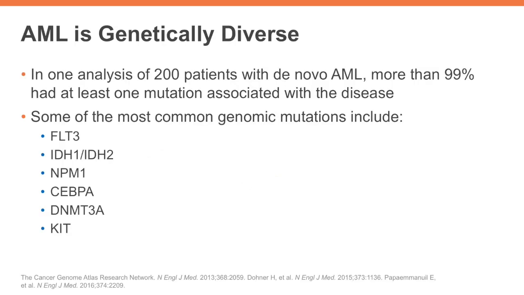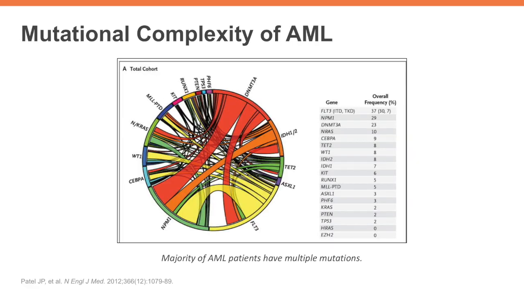We know that AML is incredibly genetically diverse. And in fact, in one analysis of 200 patients, more than 99% had at least one mutation associated with the disease. And some of the more common genomic mutations include FLT3, IDH1 and 2, NPM1, CBF alpha, KIT, and DNMT3A. But the story doesn't end here. In fact, the majority of AML patients have multiple mutations, as shown in this Circos diagram, which depicts the relative frequency and pairwise co-occurrence of mutations in patients with newly diagnosed AML.